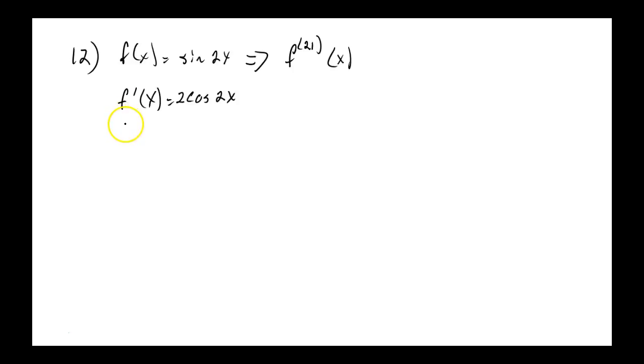Okay, f double prime of x would be negative, because the derivative of cosine is negative sine. Negative 4 sine. And it would be a 4 this time because it had a 2 there to begin with, and when you do chain rule again, you get another 2, and then this 2x. Then you do this 19 more times.